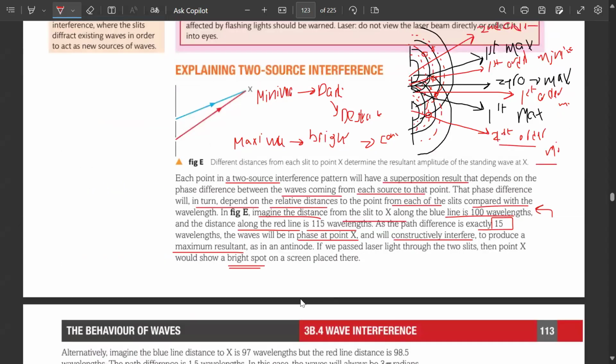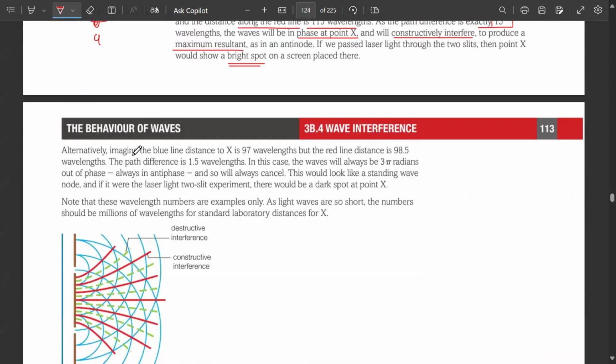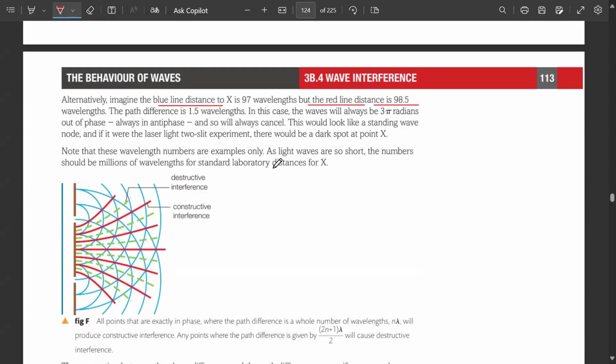The maximum displacement point on a wave. The highest point possible. The crest. Yes. And the zero displacement points are known as nodes. Antinode, antinode. ठीक है? A complete wave always has 3 nodes, 2 antinodes. Alternatively, imagine the blue line distance x is 97 wavelengths, but the red line distance is 98.5 wavelengths. अब ये कुछ चीज आएगी path difference की भी. Here you can see as well.